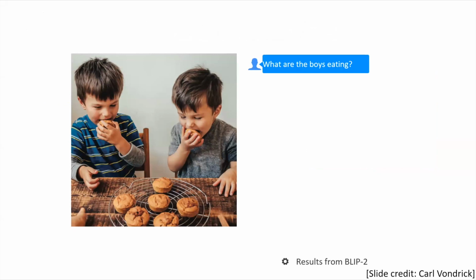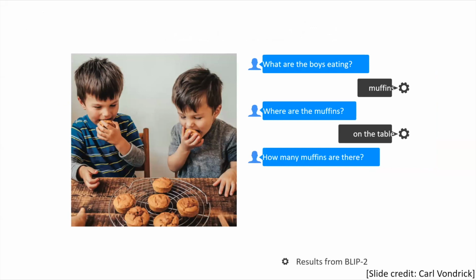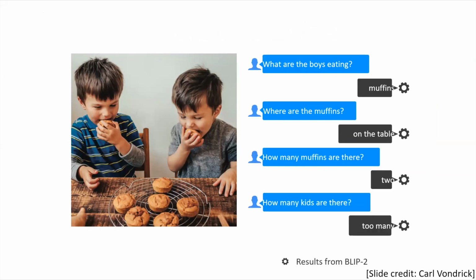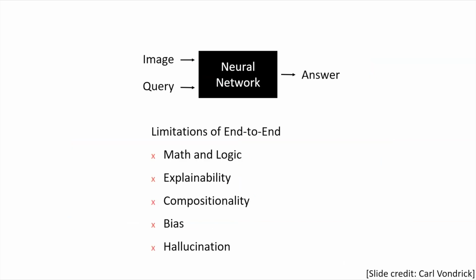But here's the demo that he shows. What are these boys eating? If you just run it through BLIP-2, you get muffin. Okay, that's great. Where are the muffins? On the table. How many muffins are there? 2. Okay, unfortunately, you know, there's a limitation of the brute force approach, where you just smash an image and a query into a neural network. And we've all been focusing on these things in many different ways.